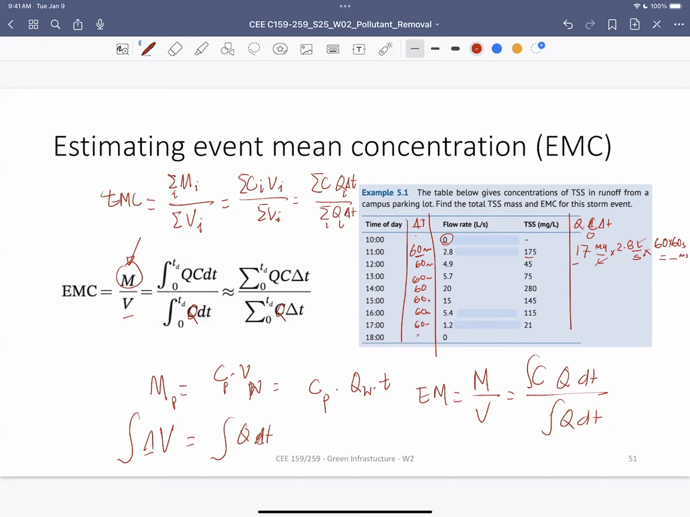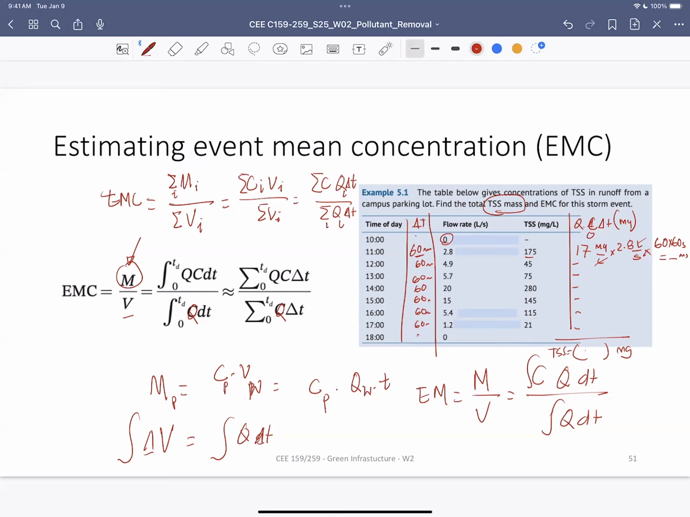You calculate that for each one in milligrams. Then you add them all together and you get the total amount, the total TSS in milligrams. So this is the amount of pollutant, the TSS mass. Then it asks what the event mean concentration is. So how do you calculate event mean concentration? Again, total mass by total volume.